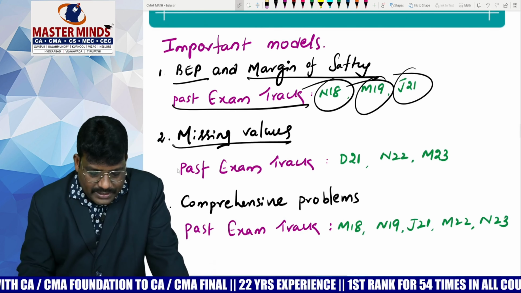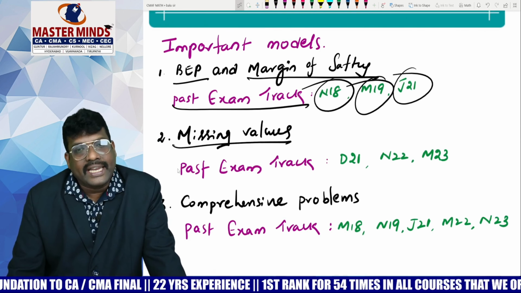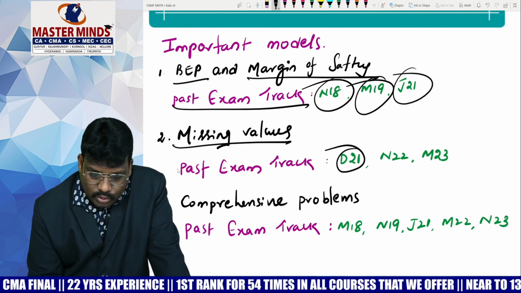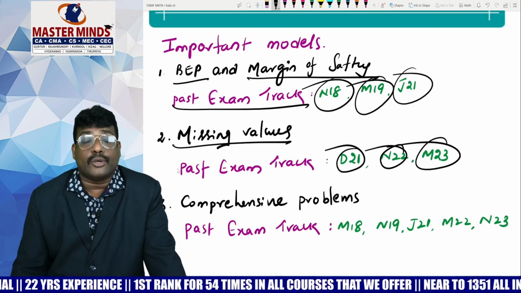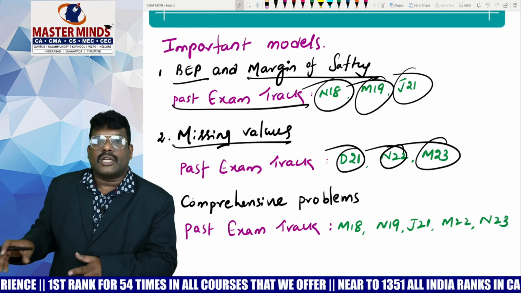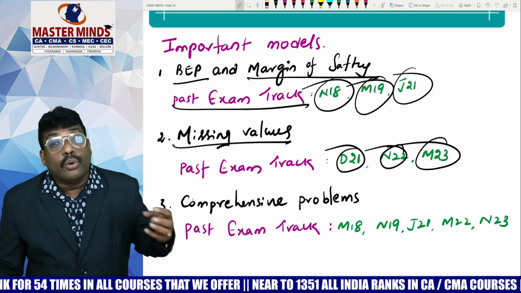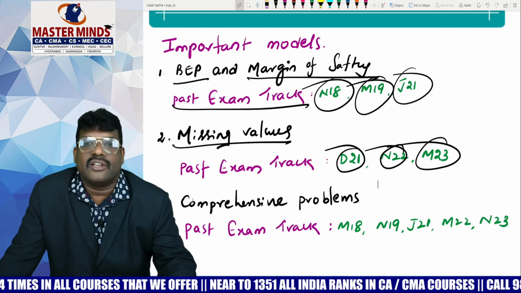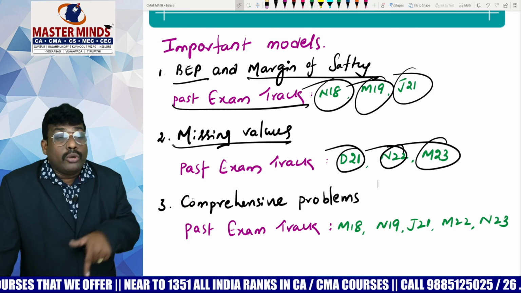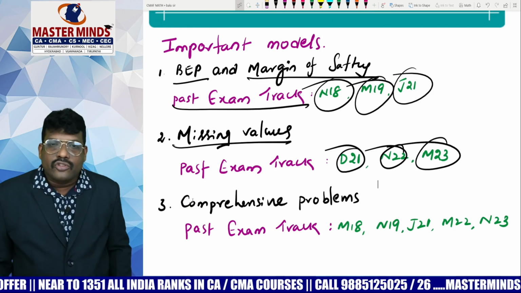Thereafter, missing values. Missing values means they will give you some data and ask you to construct an income statement, right? That is the missing value. In past exams, 2021, 22, 23 also they asked from missing values. How do you calculate EBIT based on asset turnover ratio? How do you calculate sales based on asset turnover ratio? How do you calculate EBIT with the support of financial leverage? How do you calculate fixed cost from margin of break-even sales? How do you calculate operating leverage from margin of safety? All these are the missing values they used to ask.